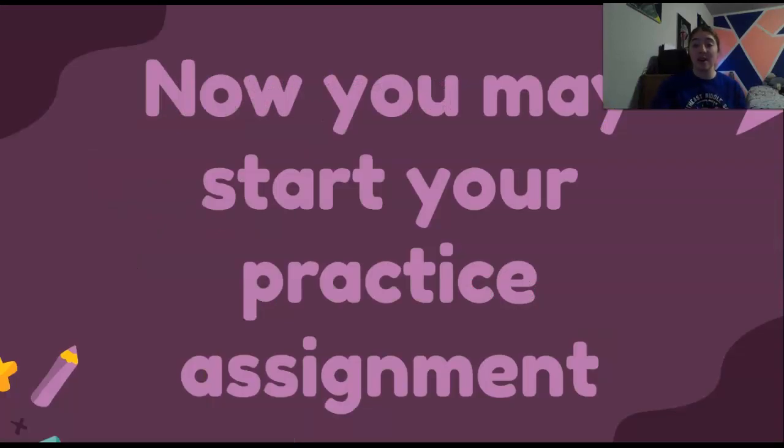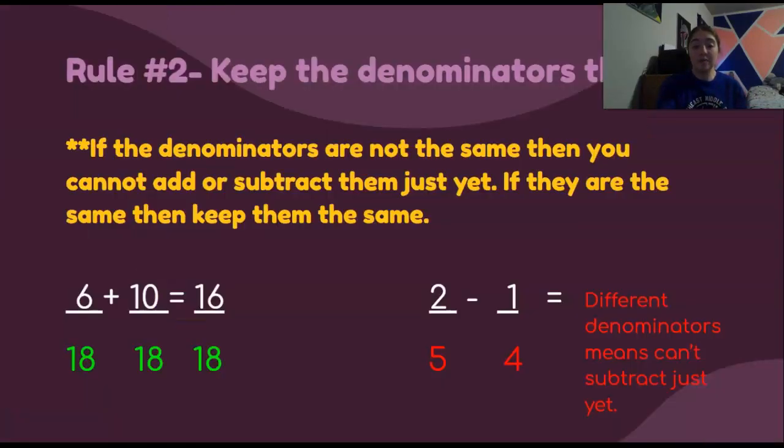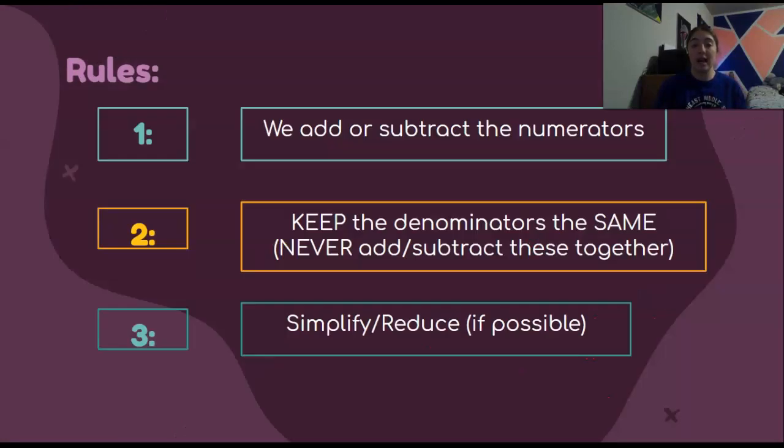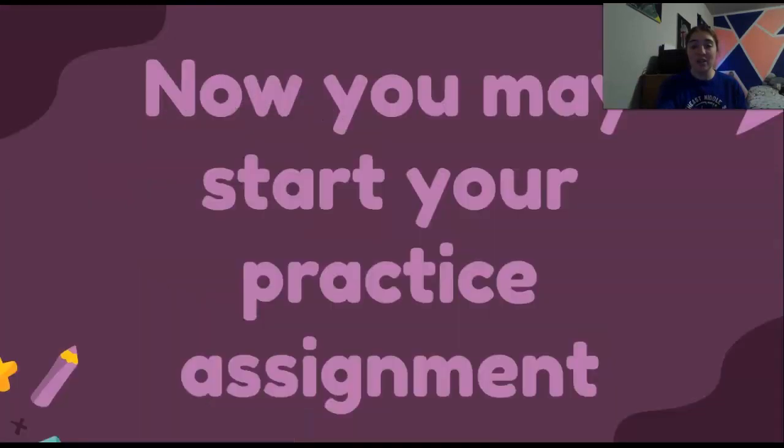All right, now that you've learned a little bit more about adding and subtracting fractions with like denominators, just remember your rules. Add or subtract the numerators. Do not add or subtract the denominators. Keep them the same. We're focusing more on rule 1 and rule 2. We'll get to rule 3 in another lesson. Now that you've gone through this with me, I would like you to start your practice assignment on Canvas.